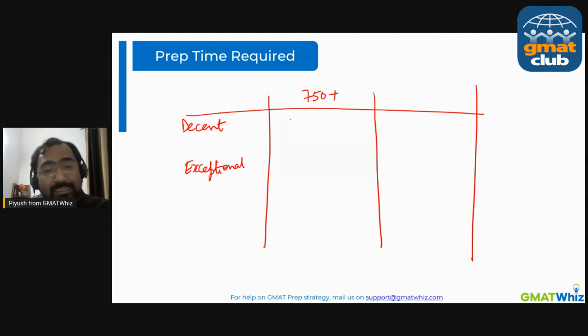So if you're a decent enough student, slightly above average, you would take somewhere around 300 to, I would say, 350 hours of prep time for your GMAT. If you're looking at something around a 700 plus approximately, then you're looking at somewhere around 200 to 250 hours of prep time.